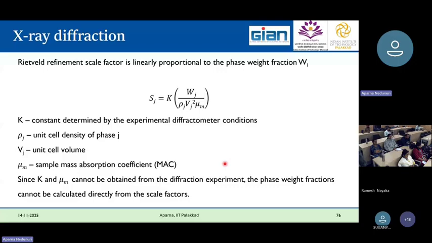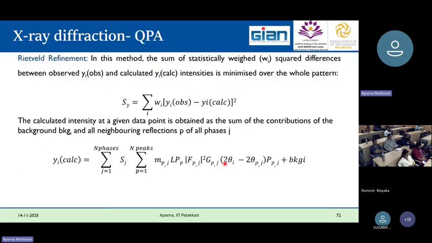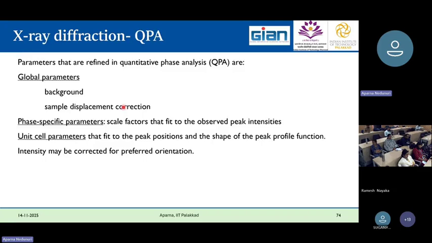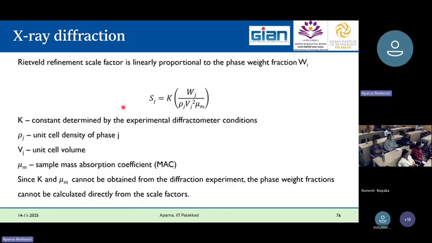Now we'll get the Rietveld refinement scale factor, which is this Sj we are talking about, right? This Sj can be directly related to the weight fraction of that particular phase. From there, we'll understand what is the percentage of different phases present in your sample. This is how we converge towards the quantification of XRD or quantification of phases. So the scale factor that we obtain is directly related to a factor K times Wj. Wj is the weight fraction of that particular phase. Rho j is the density of that phase.